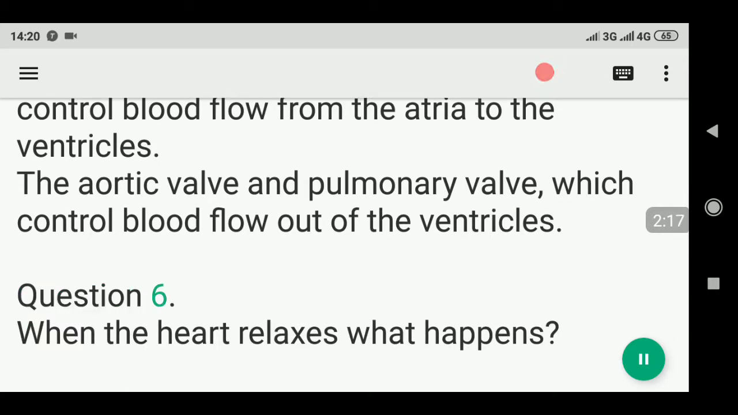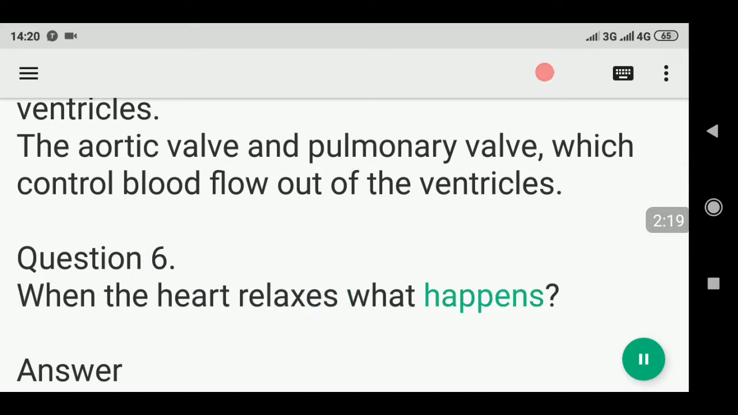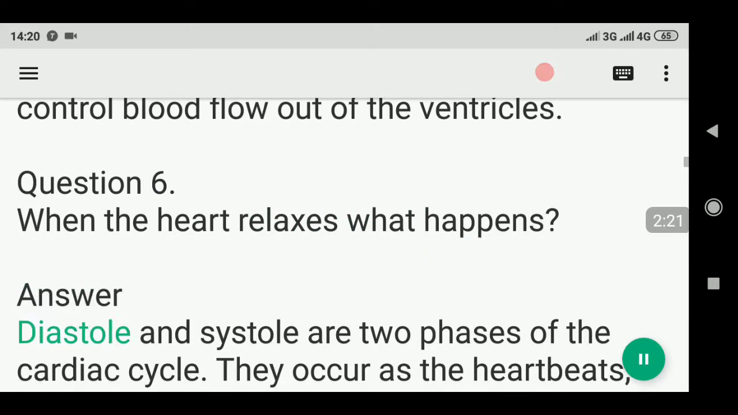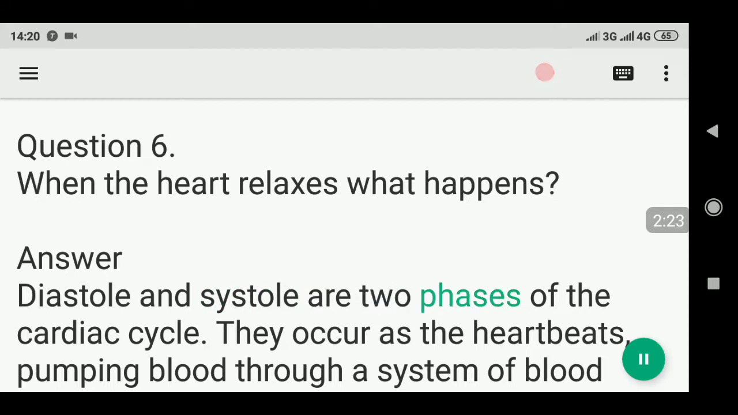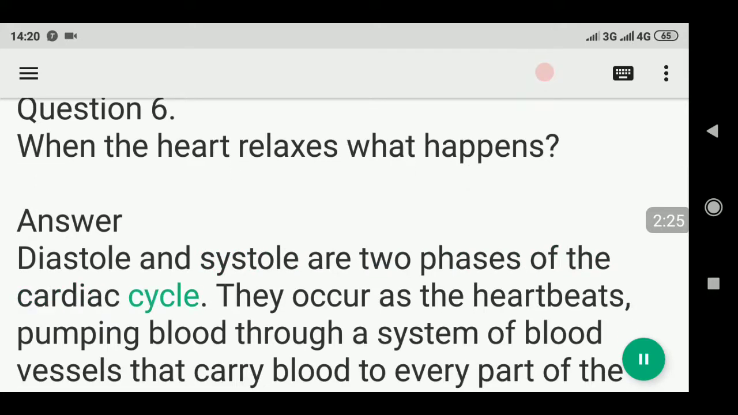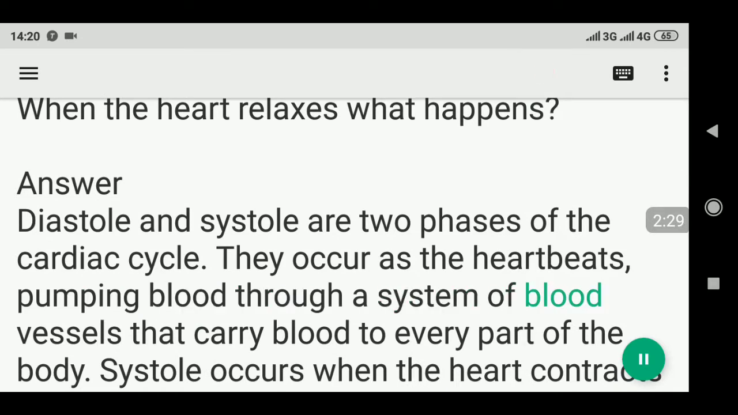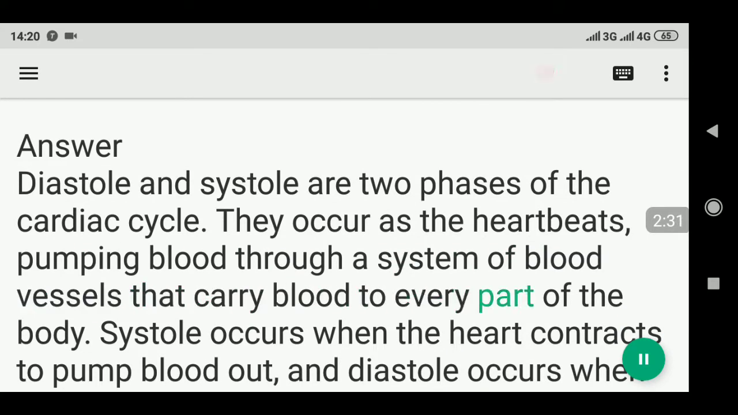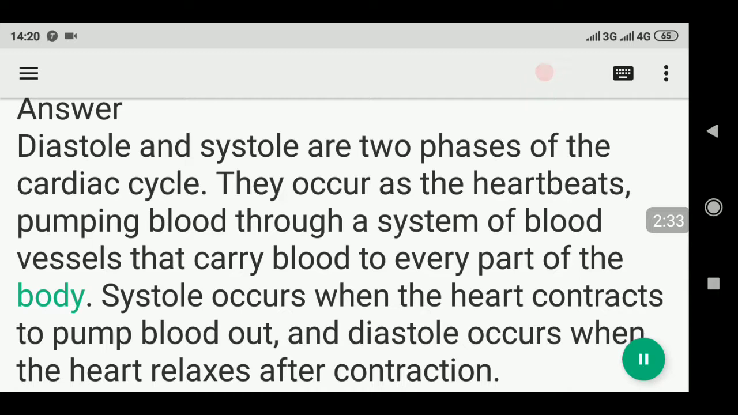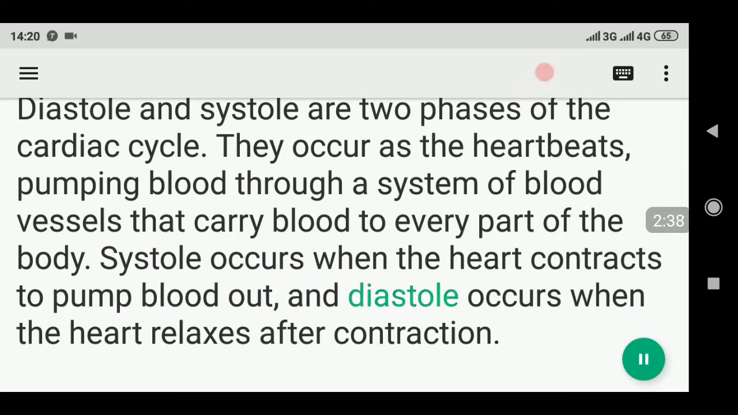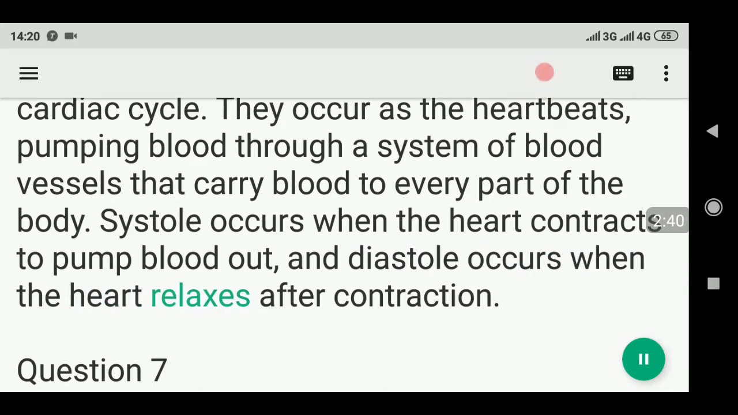Question 6. When the heart relaxes, what happens? Answer. Diastole and systole are 2 phases of the cardiac cycle. They occur as the heart beats, pumping blood through a system of blood vessels that carry blood to every part of the body. Systole occurs when the heart contracts to pump blood out, and diastole occurs when the heart relaxes after contraction.